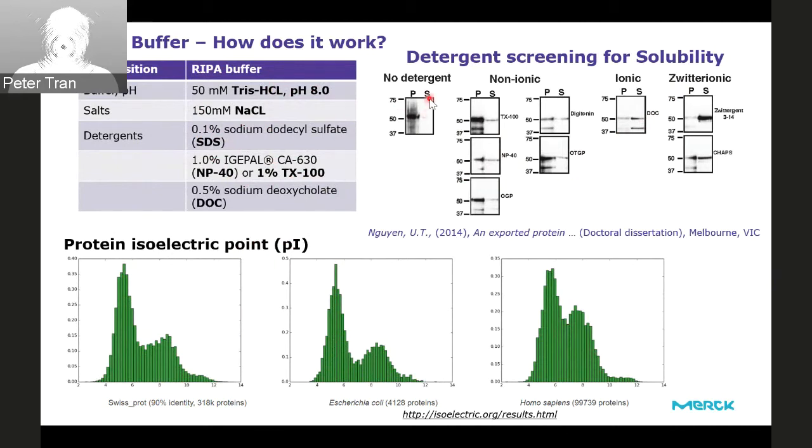For example, here, S is the soluble fraction, P the pellet or insoluble fraction. You run both fractions on Western blotting and use an antibody to detect the target protein. As you can see, without detergent, with non-ionic detergent, and with ionic detergent, very little target protein can be detected. But with the switterionic variant, the target protein shows a big band here in this study. So this is a way that you can screen detergents and optimize your lysis buffer.